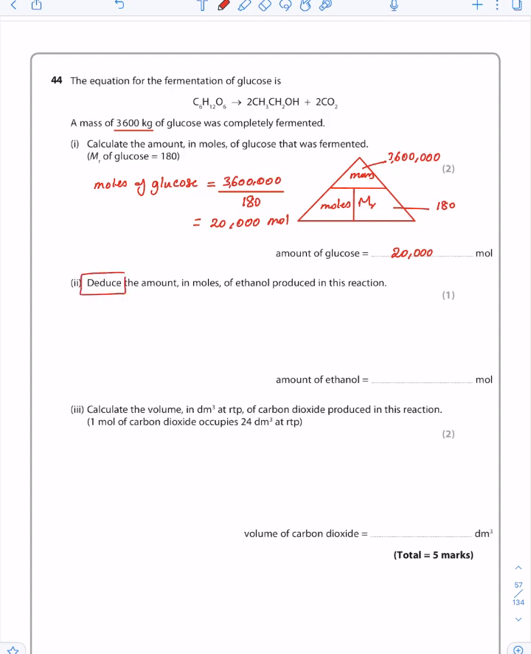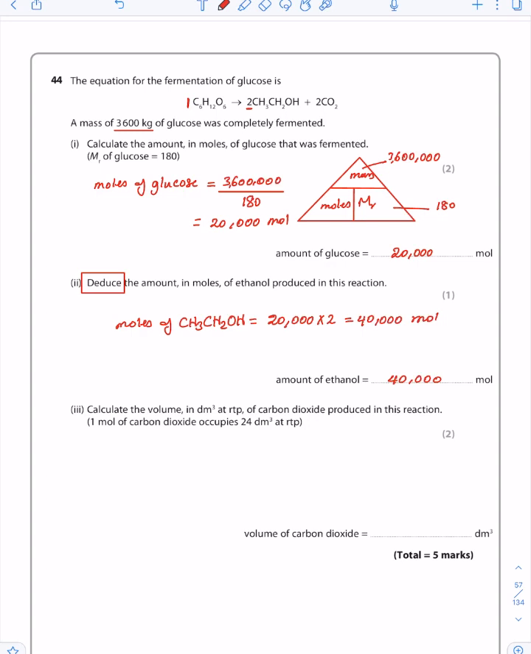Deduce the amount in moles of ethanol produced. The ratio between ethanol and glucose is 2 to 1, which means the moles of ethanol is double the moles of glucose. CH3CH2OH equals double the moles of glucose, which is 20,000, so 20,000 by 2 gives 40,000 moles. So the answer is 40,000 moles.